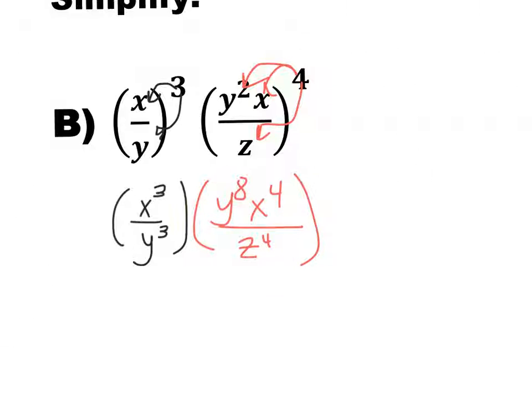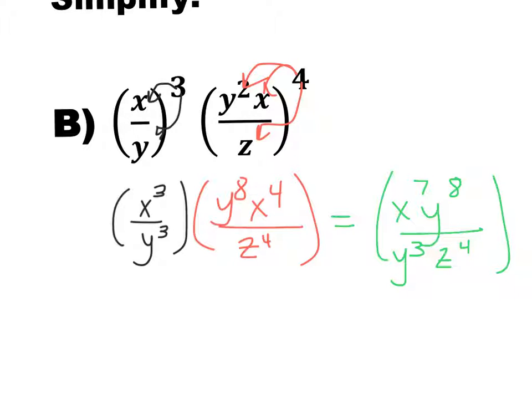So let's look at the numerator. Do you have any variables that are the same? Yeah? X, right? So I have 3 X's in the first one and 4 in the second. Gives me how many? X to the 7th and then Y to the 8th, okay? Now in the denominator, do I have anything that's the same? Nope, so we're just going to rewrite them. Y to the 3rd, Z to the 4th.